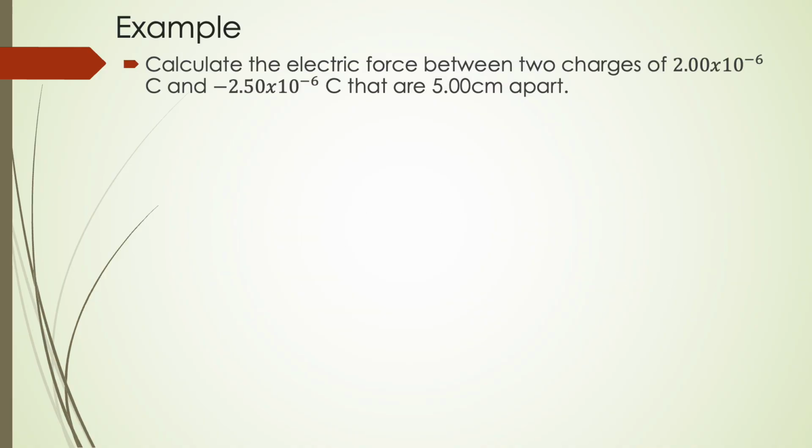Now, we're going to look at an example. Calculate the electric force between two charges of 2 times 10 to the negative 6 coulombs and negative 2.5 times 10 to the negative 6 coulombs that are 5 centimeters apart. Q1 is 2 times 10 to the negative 6 coulombs. Q2 is negative 2.5 times 10 to the negative 6 coulombs. Our distance between them is 0.05 meters. And we're looking for electrostatic force.